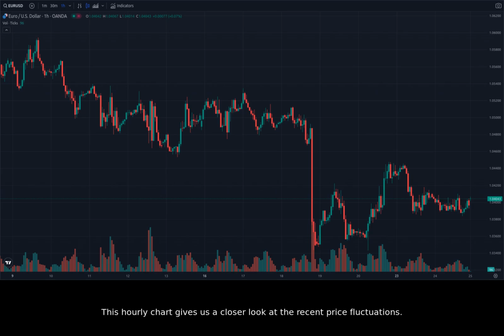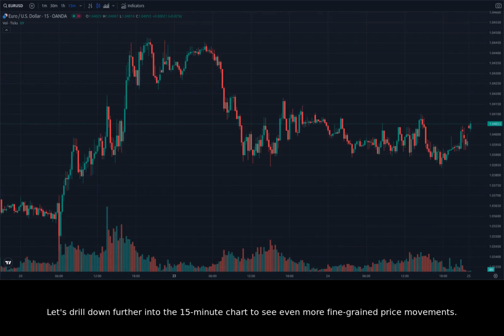This hourly chart gives us a closer look at the recent price fluctuations. We can observe that the price is moving within a defined range, indicating indecision and potential volatility. Notice how the price frequently tests both the upper and lower bounds of this range.